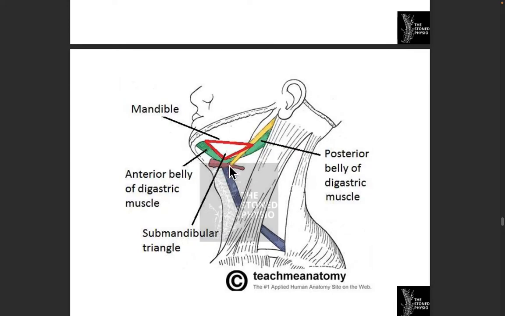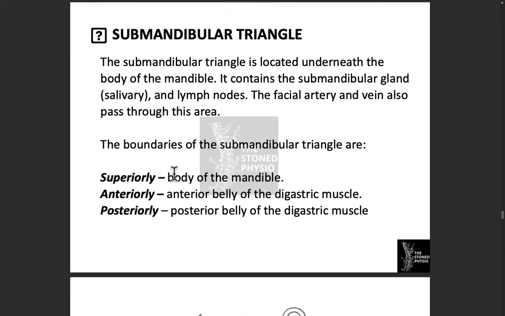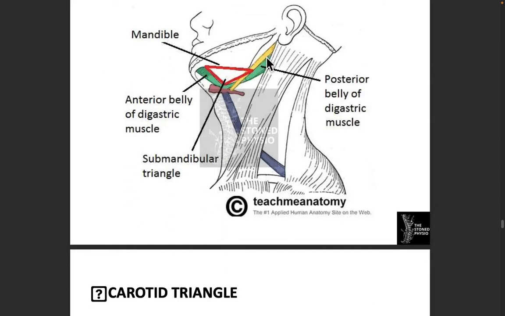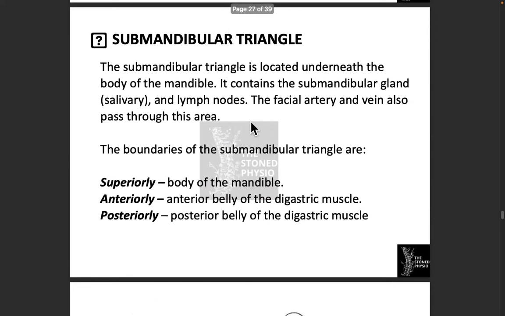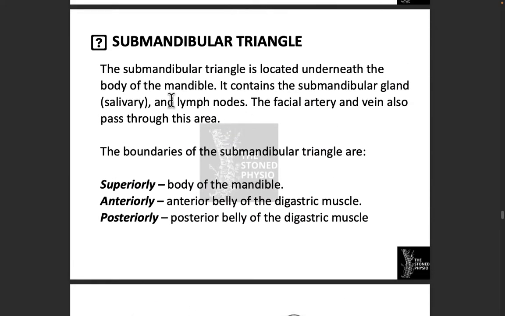So here we can see superiorly the body of the mandible, anteriorly the anterior belly of the digastric, and the posterior belly of the digastric posteriorly. That is the submandibular triangle. And we have certain salivary glands, particularly the submandibular gland.